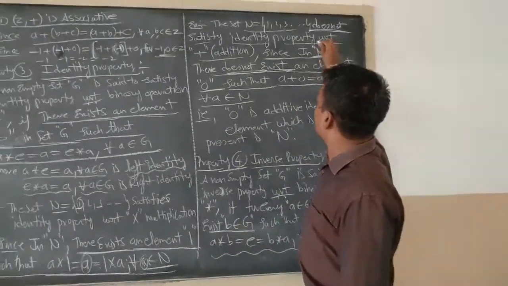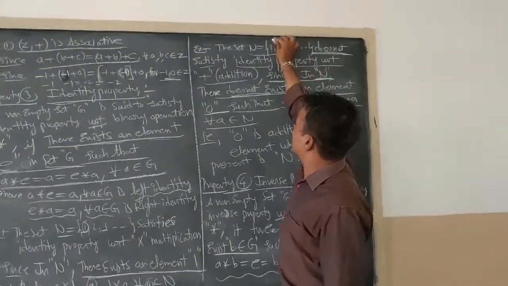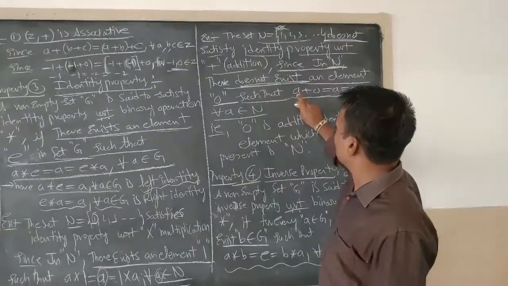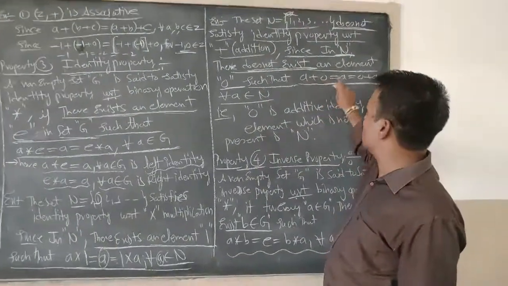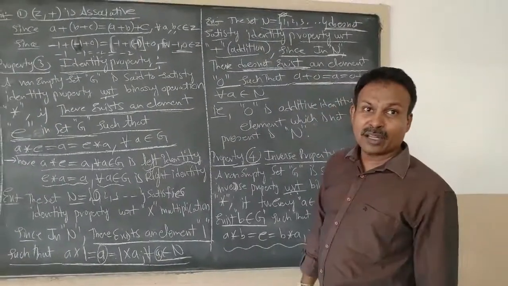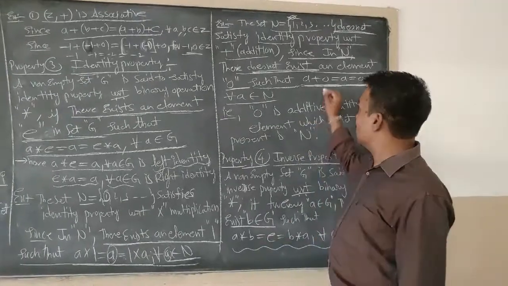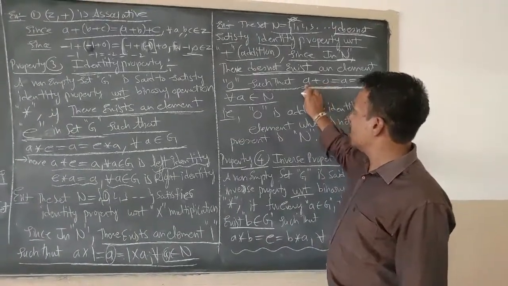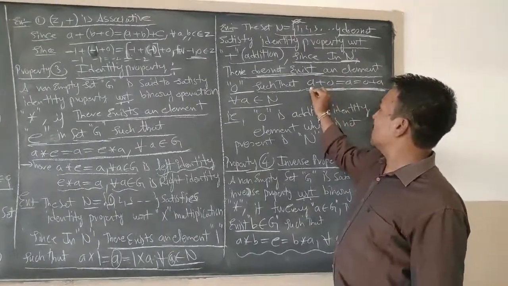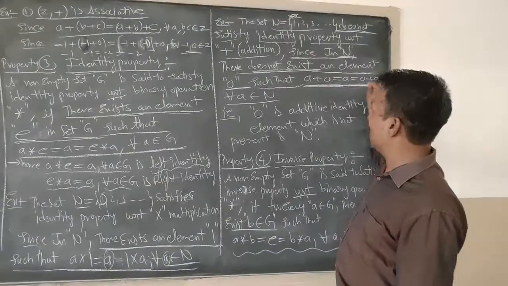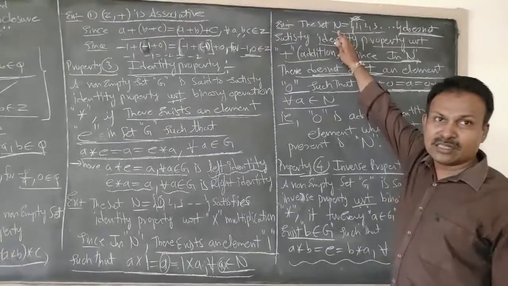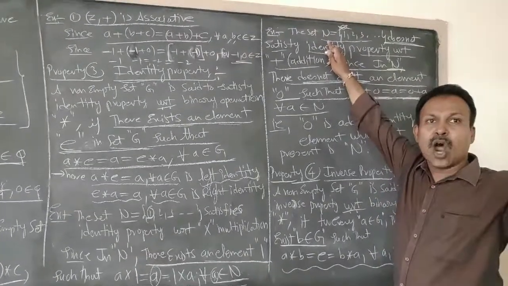Here in the set of natural numbers there is no element called 0 which satisfies this property. Which is this property? A plus 0 is equal to A is equal to 0 plus A. It is the identity property. Right. Instead of star there is plus, instead of E there is 0. See here, A plus 0 is equal to A is equal to 0 plus A. This property is not satisfied in the set of natural numbers. Why? Because in the set of natural numbers the element 0 is not present.